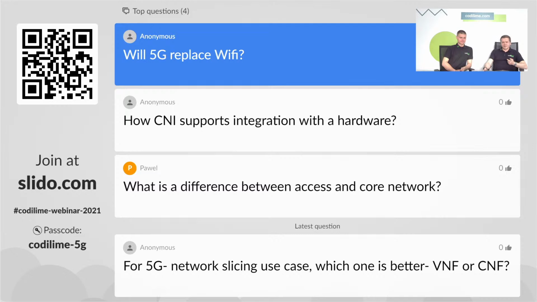Also, recently I think there was a new specification, version 6 for Wi-Fi, which also has quite a few improvements. So I think the short answer will be no, but we don't know the future, so we'll see what it will bring in a few years.